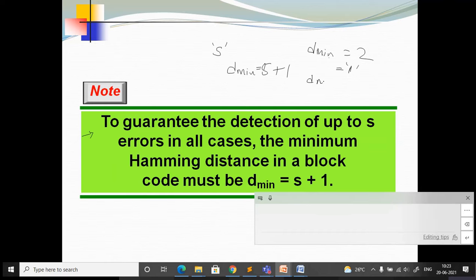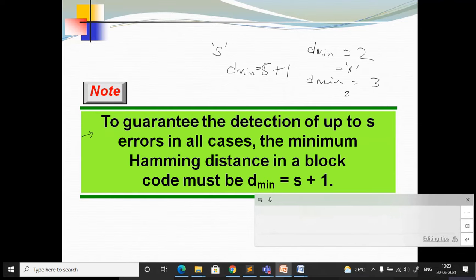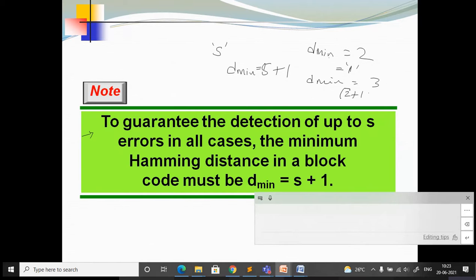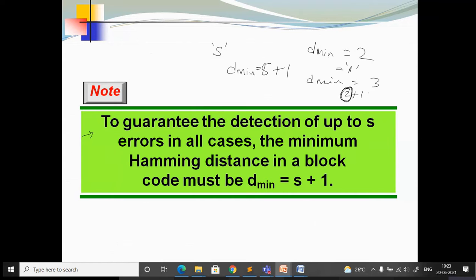If I have d min is equal to 3, it is nothing but 2 plus 1. That means it can detect only 2 errors. So you need to remember this formula. That is called the minimum Hamming distance, and it guarantees how many errors can be detected.